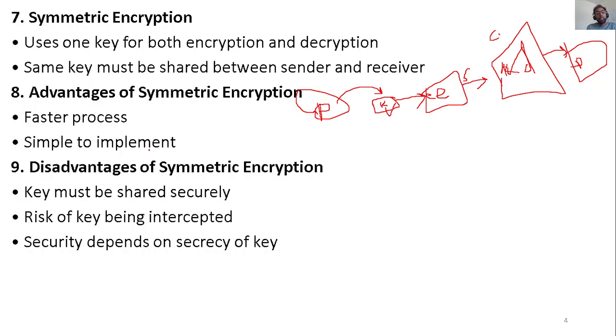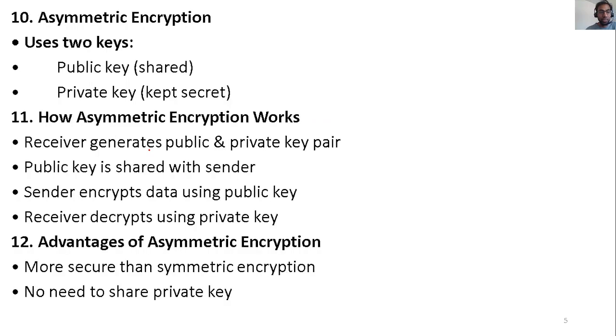Disadvantages of symmetric encryption: the key must be shared securely. There is a risk of the key being intercepted between the sender and the receiver. If someone gets the key from the sender, then they have the ability to decrypt the data at the receiver end as well. Security depends on the secrecy of the key. Obviously, security depends on how secret the key is. If the key is leaked, then there is no security.